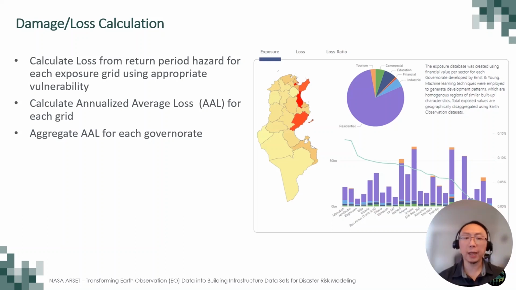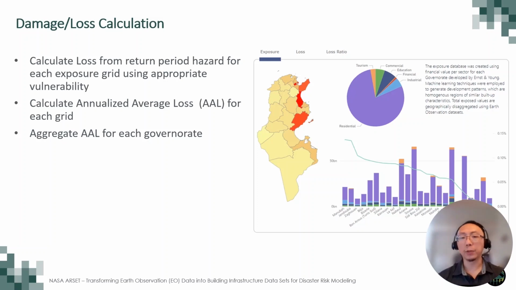So we collapsed that return period curve into an annualized average loss. Remember, the return periods correspond to different probabilities. So that can be aggregated into an AAL for every grid. The AAL was also aggregated for each admin 1 unit.